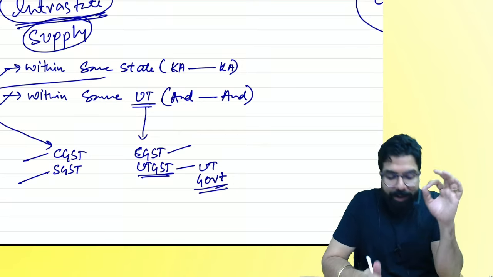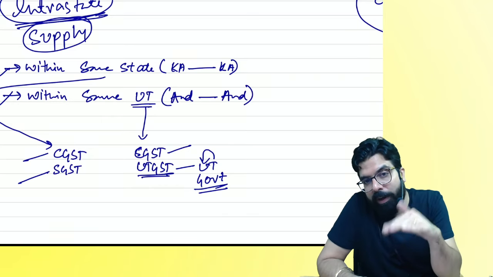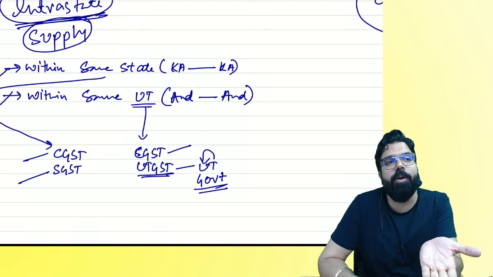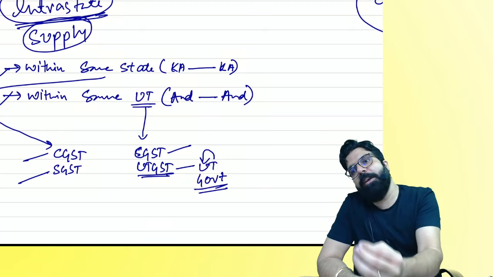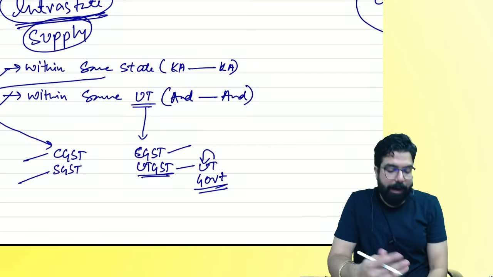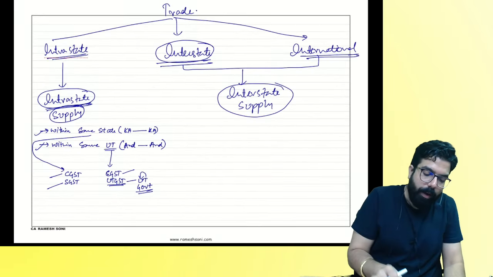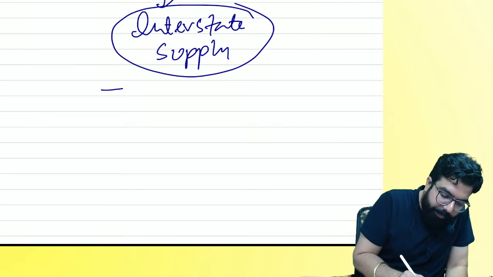Actually, union territory means it's a territory of the union, territory of the central government. So union territory's GST also goes to the central government only, but the central government uses it for the benefit of that union territory. Are we clear, everyone? Are we all clear with this? Sure, 100%. Okay. What is interstate supply?